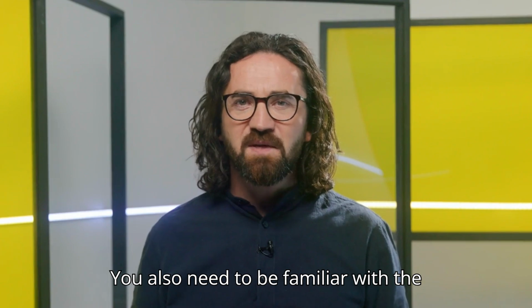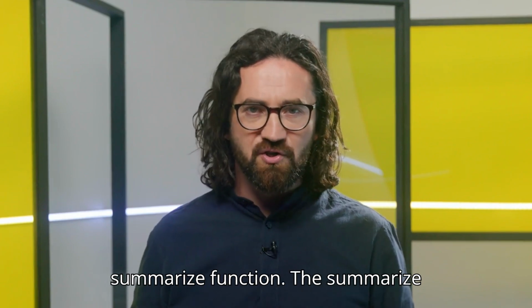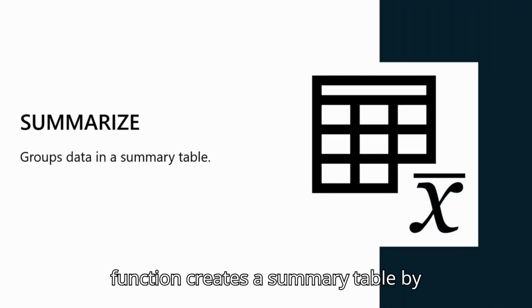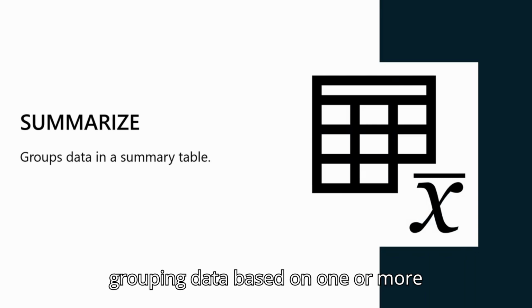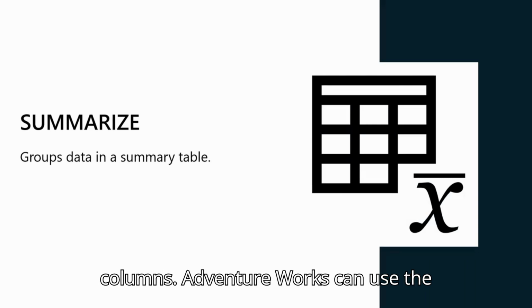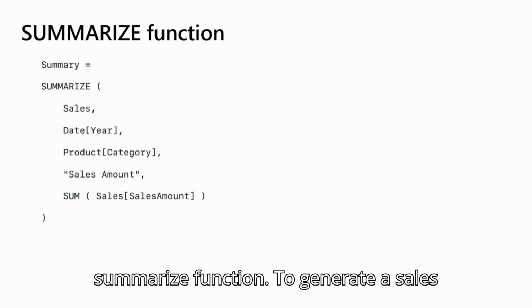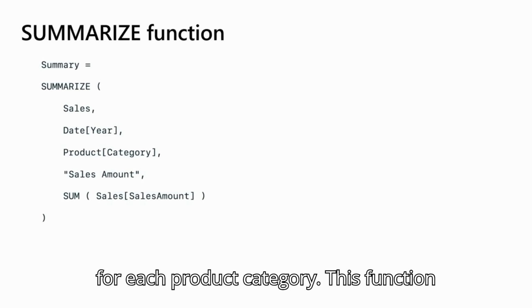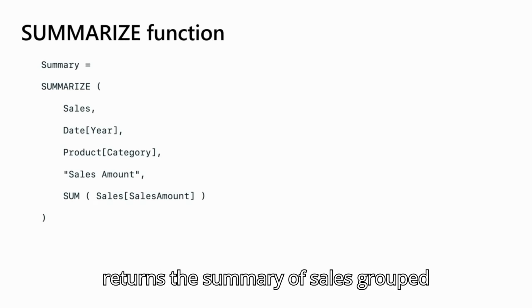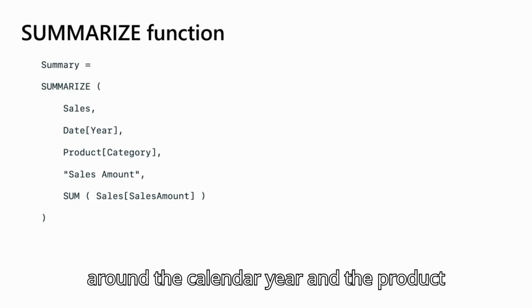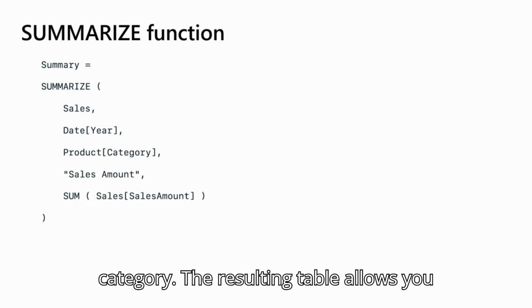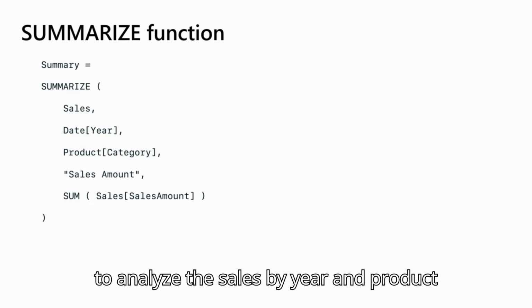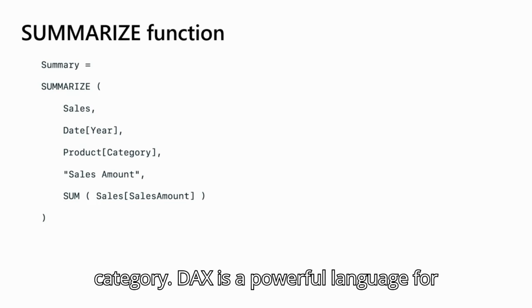You also need to be familiar with the summarize function. The summarize function creates a summary table by grouping data based on one or more columns. AdventureWorks can use the summarize function to generate a sales summary report displaying annual sales for each product category. This function returns the summary of sales grouped around the calendar year and the product category. The resulting table allows you to analyze the sales by year and product category.